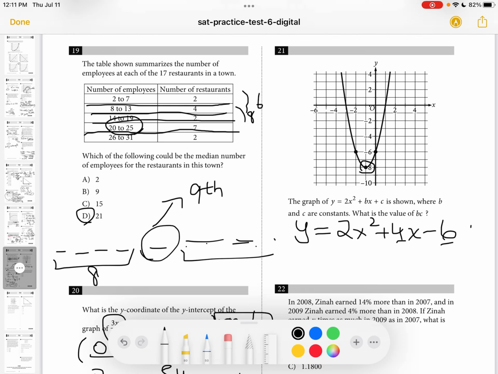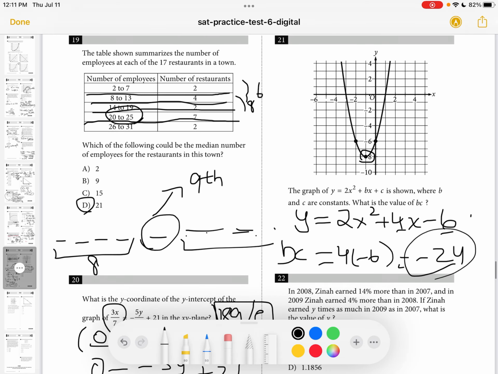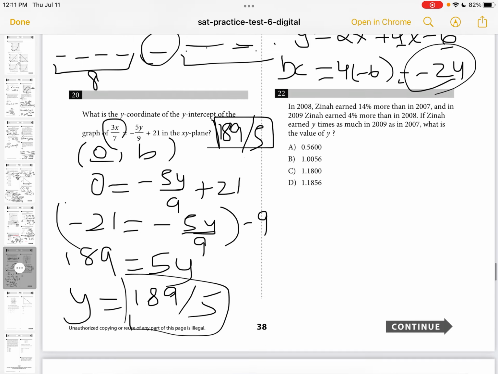So then we're asked, what's the value of bc? bc is 4 times negative 6, which is negative 24. That's our answer.